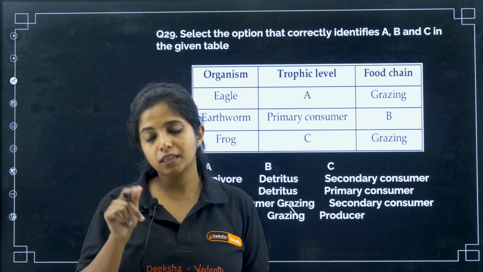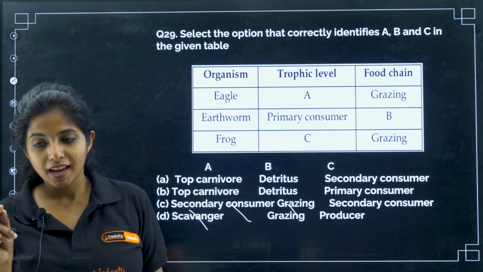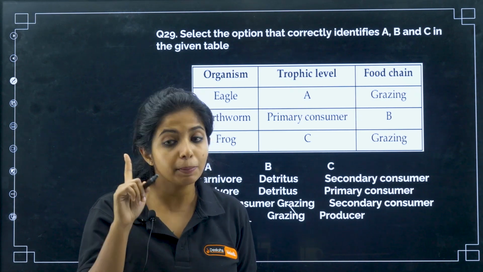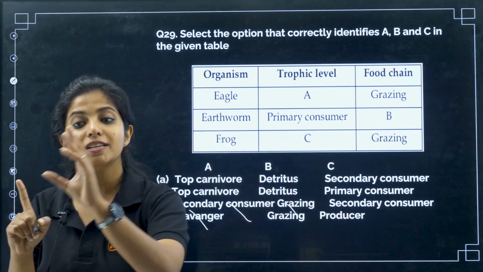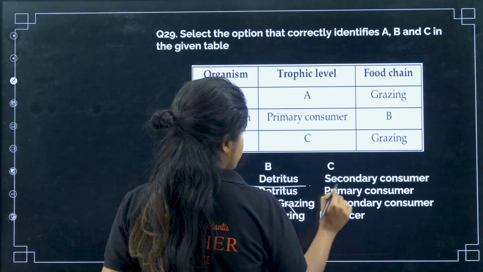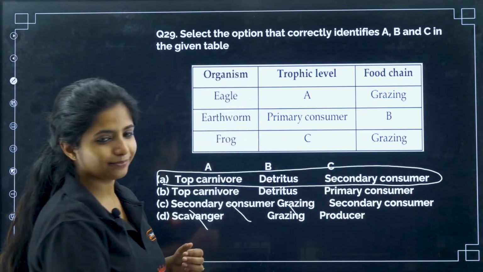Frog, my dear children, in the grazing food chain, what is the trophic level? Basically there is grass, and the grass is eaten by what? Grass is eaten by grasshopper. Grasshopper becomes primary consumer. Now grasshopper is eaten by what? Frog. Frog becomes secondary consumer, which is why your answer becomes this.